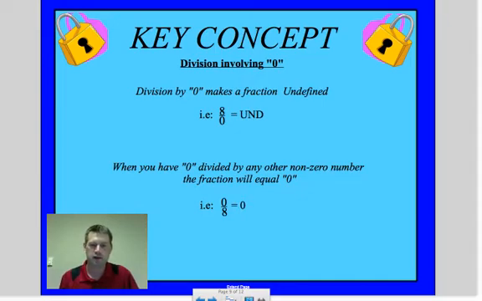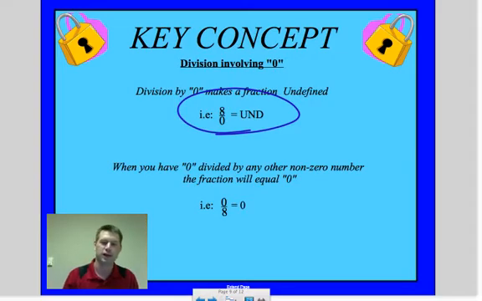When you divide 0 by any other non-zero number, the fraction will be 0. If I have $0 and I'm going to split that amongst 8 people, how much is each person going to get? They're going to get nothing. Everybody's going to get 0. There's no money to split. So 0 on the bottom, undefined. 0 on top is 0. The biggest thing you need to know is that 8 divided by 0 is undefined. You cannot do that, and your calculators will give you an error on that.